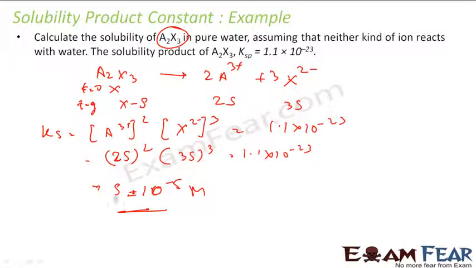So with this we can see that it is less soluble. We have the chart: if S is greater than 0.1 M, it is very soluble; less than 0.1 M and greater than 0.01 M, it is semi-soluble; and less than 0.01 M, it is almost insoluble. So this is very, very less soluble.